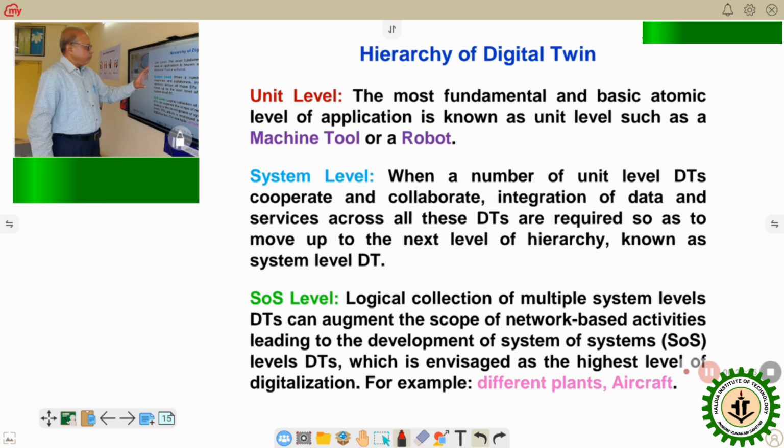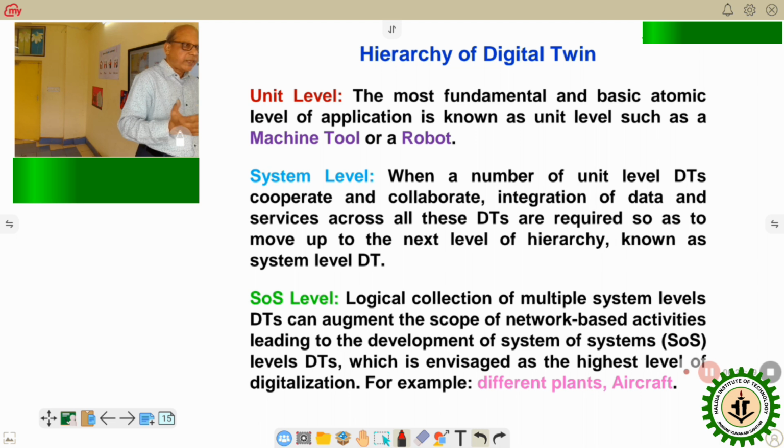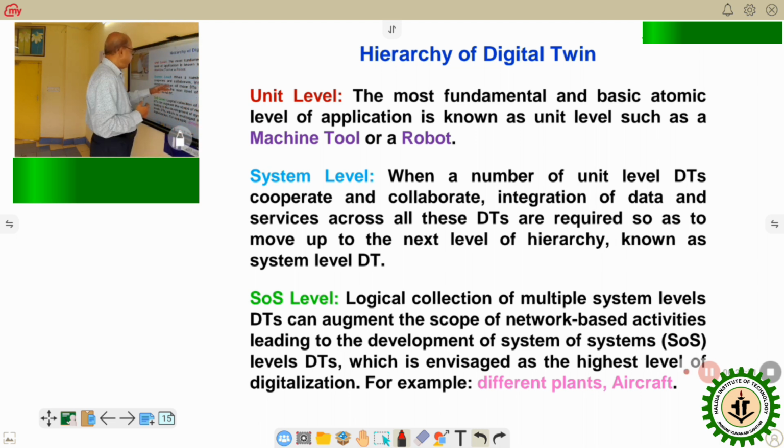Now another way to consider digital twin is by level, that is, the hierarchy for a complete product, a very complex product, or a particular process. Depending on the level or the complexity, it can have three different hierarchy levels known as unit level, system level and system of system level. The most fundamental and atomic is the unit level. The most fundamental, basic, atomic level of application is known as the unit level.